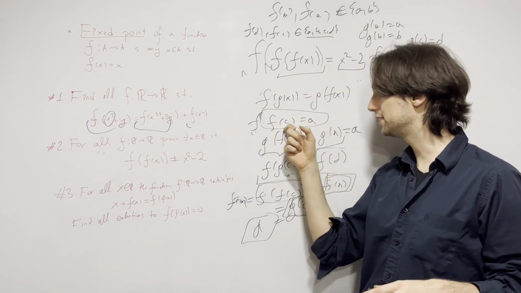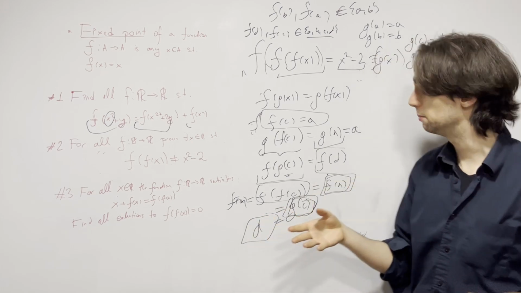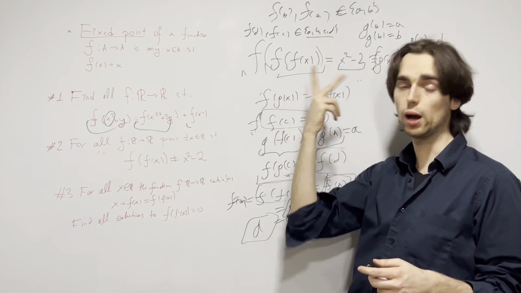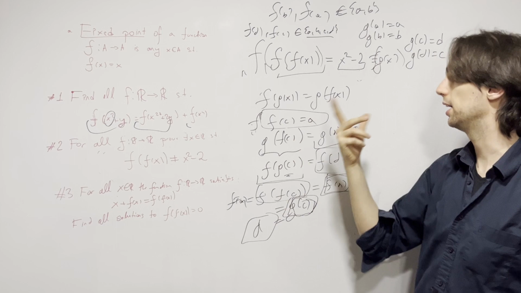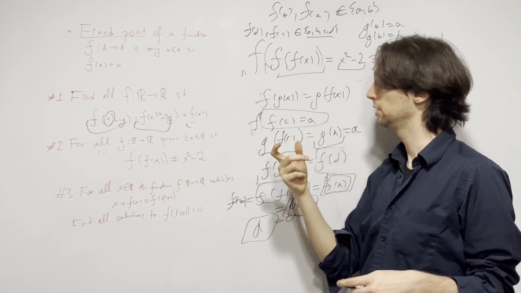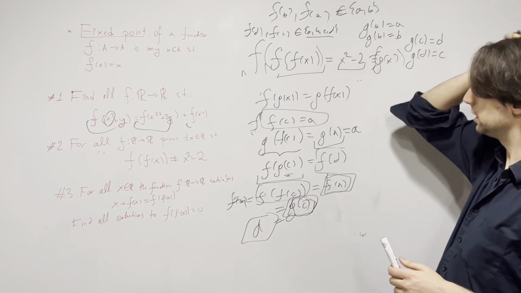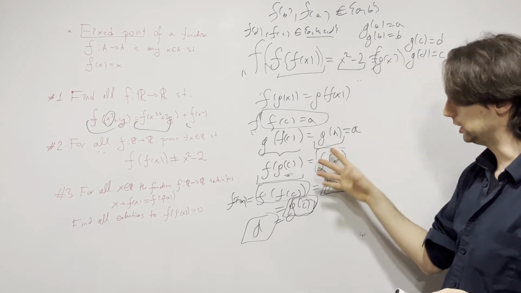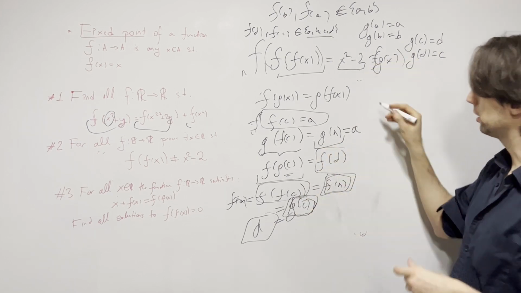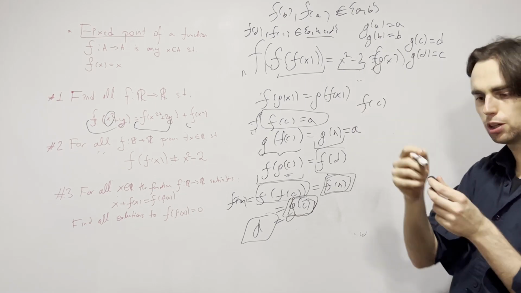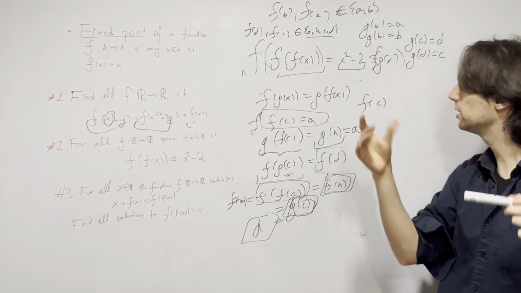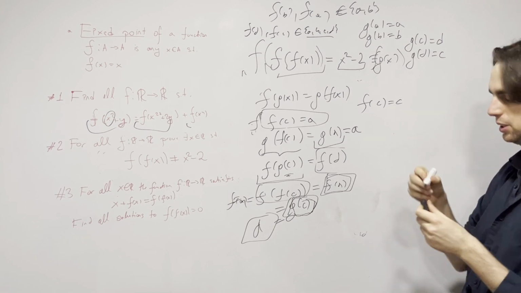So this means f of c cannot be a, f of c cannot be b in the same way. F of d can't be a, f of d can't be b. F of c cannot be c as well. Why not? Well, if f of c was equal to c, we would have a contradiction because, actually, pause for 2 minutes and you tell me, what would we have if f of c was equal to c?